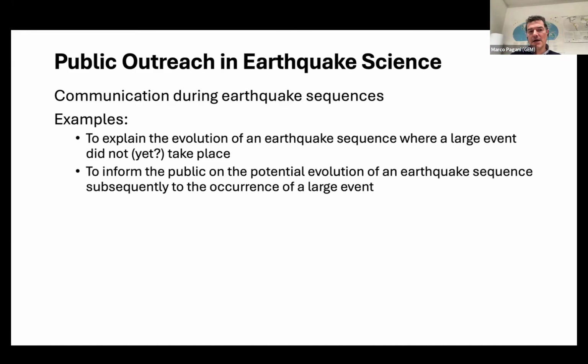Or otherwise, the second case, of course, is, okay, after the occurrence of a big event, to communicate the way in which you might have either a decay of the sequence or the possibility, of course, of experiencing additional large events. That's also an extremely challenging position, and therefore the communication that you do with the public must be well balanced between avoiding making people too concerned, but at the same time making sure that you are not giving the impression that the risk after a big earthquake is immediately completely disappearing.